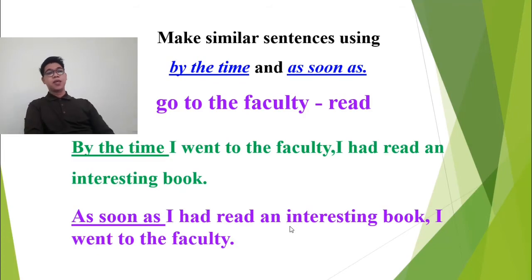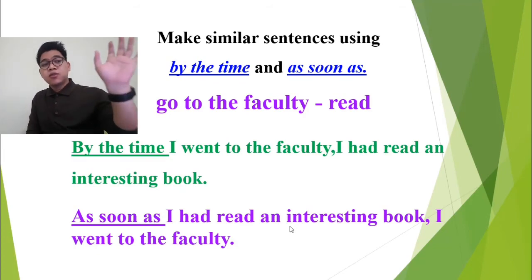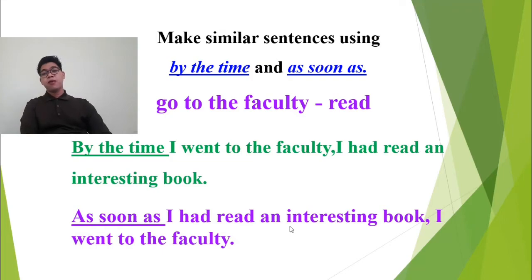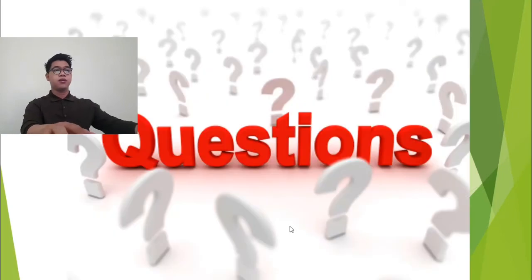So this makes sense that two of them are so different in the arrangement. Yeah. By the time is followed by past tense and then followed by past perfect. Whereas as soon as, we get past perfect first and followed by past tense or simple past tense then. Maybe it's clear.